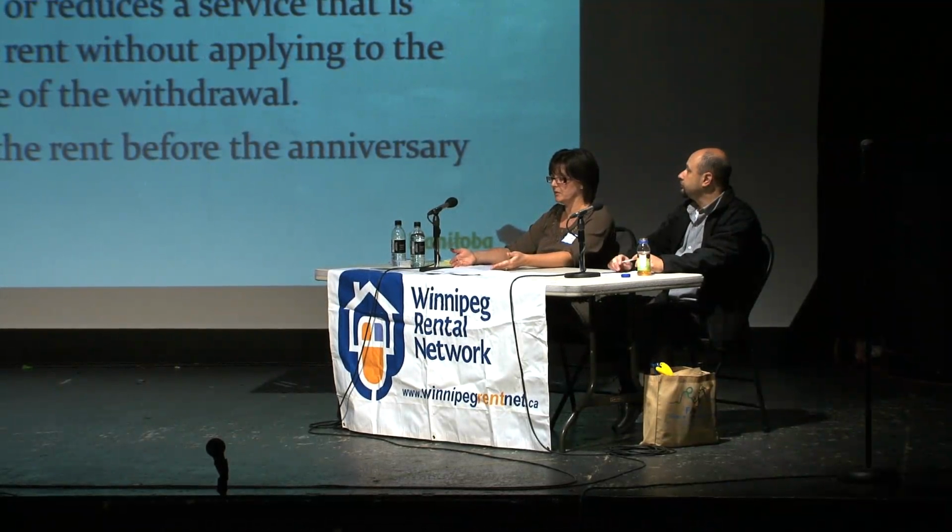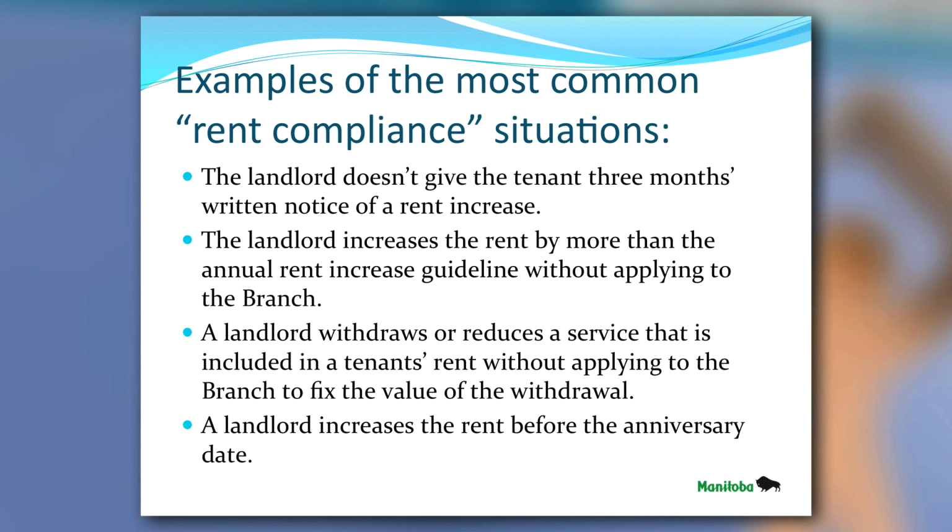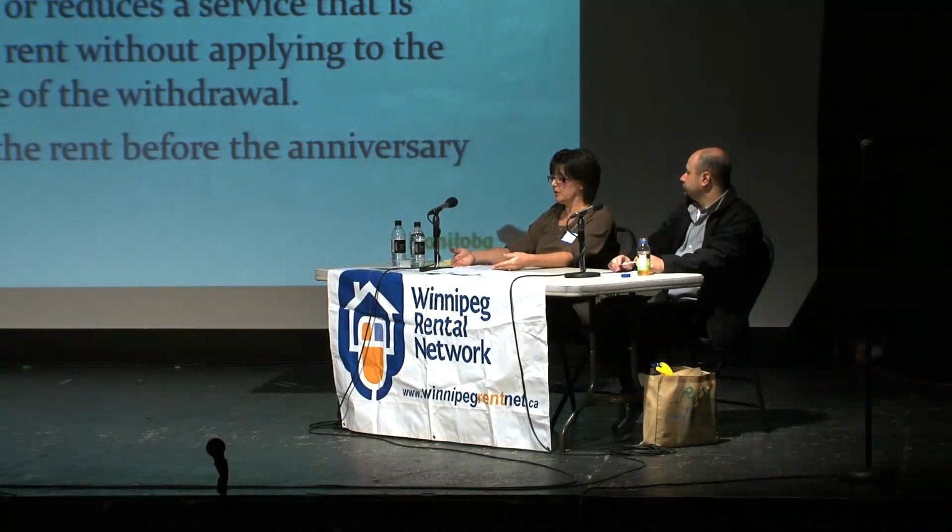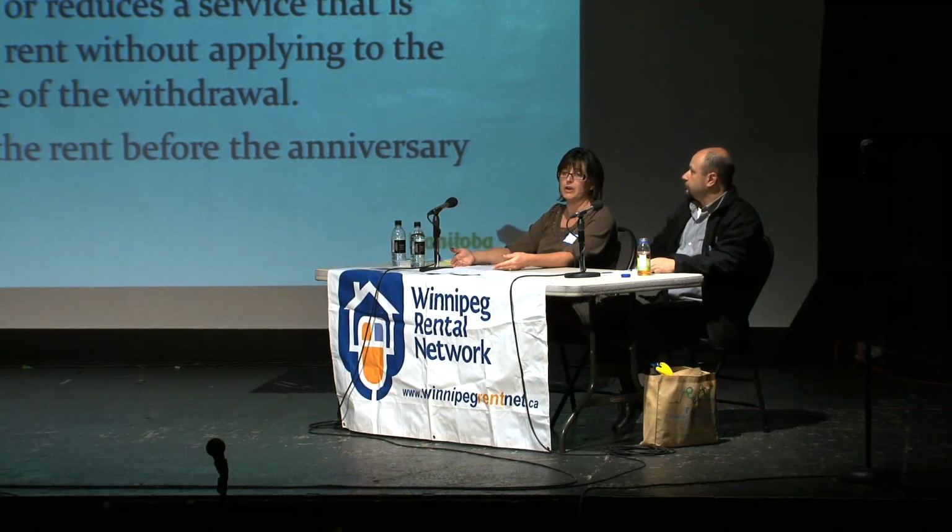Examples of the most common rent compliance situations is if the landlord doesn't give the tenant 3 months written notice of the rent increase. If the landlord increases the rent by more than the annual rent increase guideline without applying to the branch. If a landlord withdraws or reduces a service that's included in a tenant's rent without applying to the branch. So again, this is if utilities are included and the landlord tells the tenant that I'm no longer going to be including utilities, you're required to pay for them yourself. If they don't apply to the branch to do that, then that would be considered a rent compliance issue.